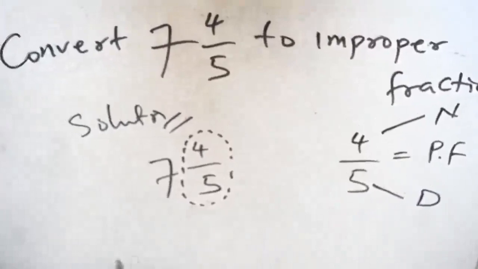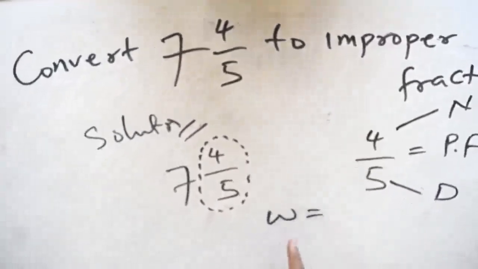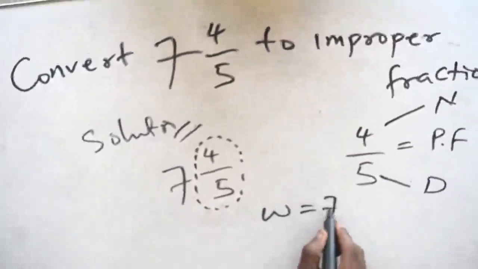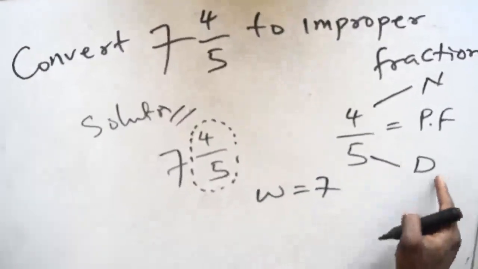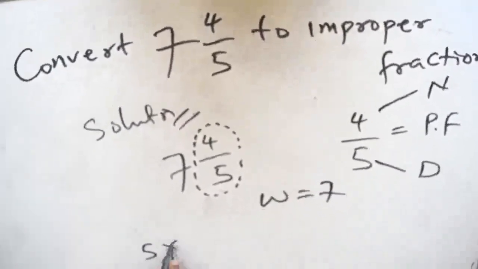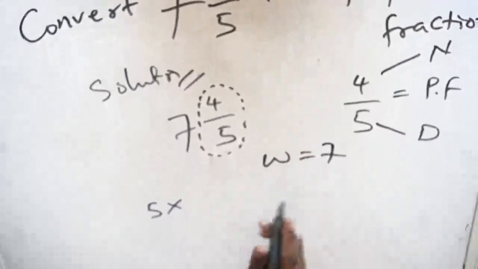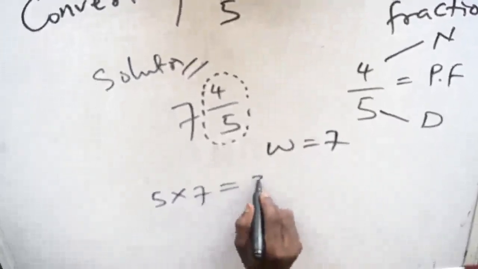So, what happens to our whole number part here? Our whole number part is 7, it's just alone. Now, use the denominator, which is 5. Multiply the denominator by the whole number, which is what, 7. The answer will give us 35.